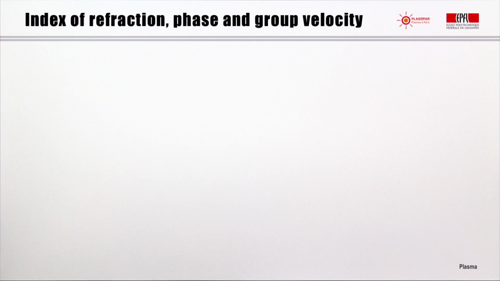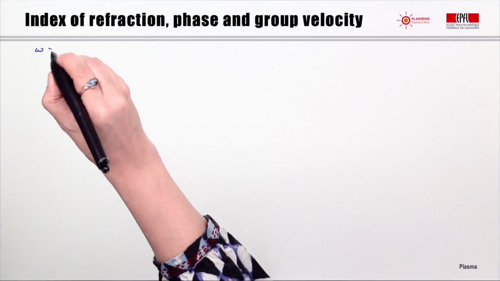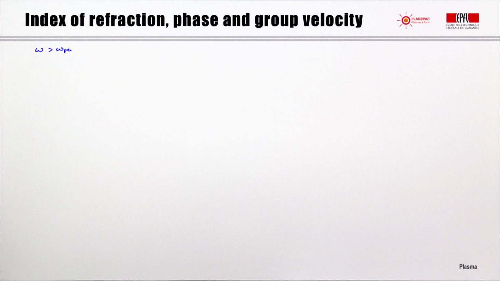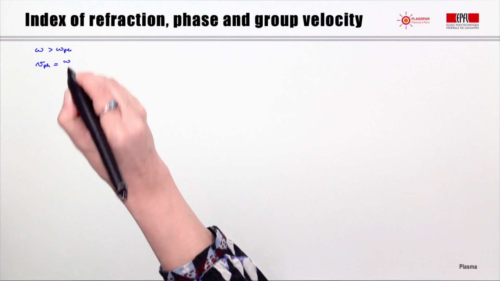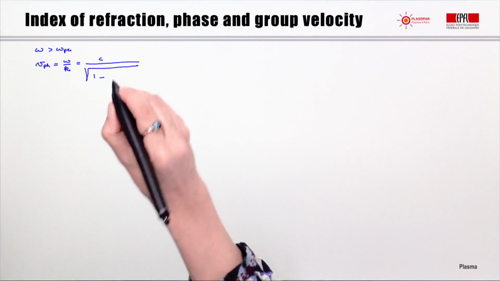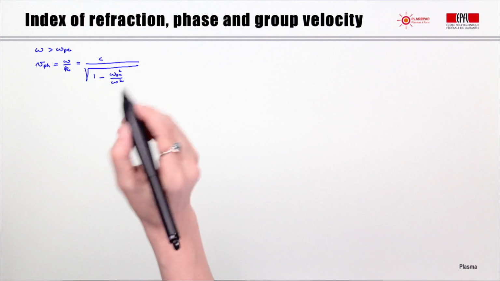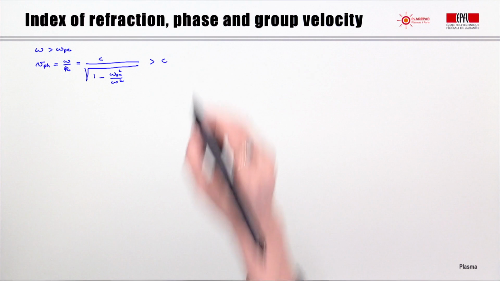We are now in a position of calculating a number of quantities that are related to the electromagnetic wave in the plasma, just for the case omega larger than omega p, that is a propagating wave. We can calculate first of all the phase velocity. The definition of phase velocity is omega over k, that is, by the dispersion relation, this. Since omega is larger than omega p, the denominator will be less than 1, and the phase velocity is larger than the velocity of light.